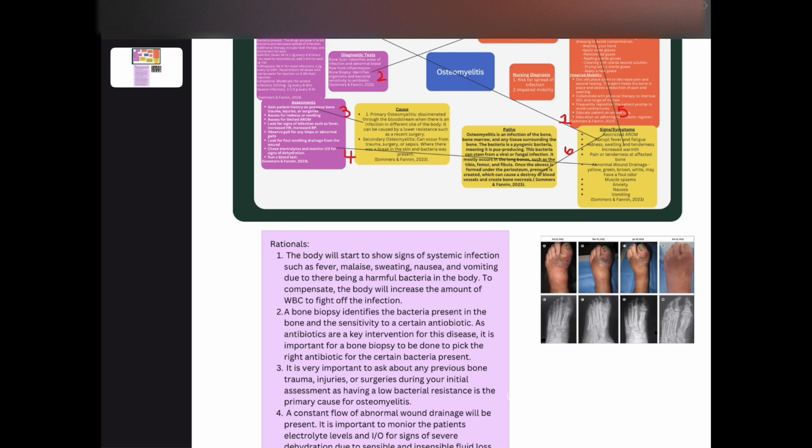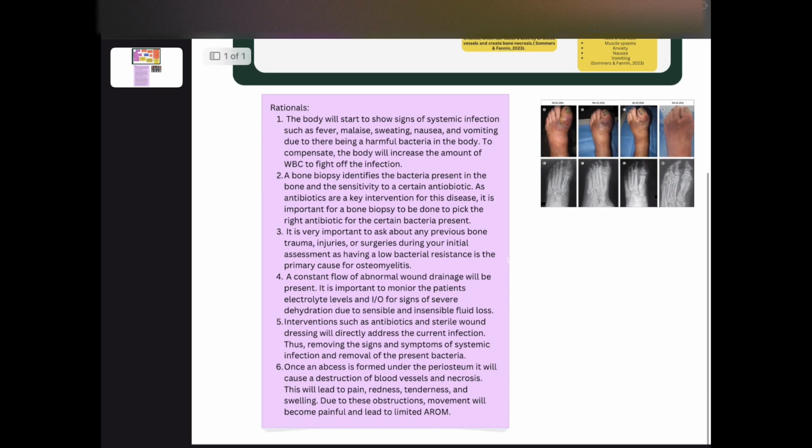Number four is checking for electrolytes and monitoring I's and O's for signs of dehydration, and that abnormal wound drainage, such as the yellow, the green, the brown, the white, which may have a foul odor. There's going to be a constant flow of abnormal wound drainage present. It is important to monitor the patient's electrolyte levels and eyes and nose for signs of severe dehydration due to sensible and insensible fluid loss.